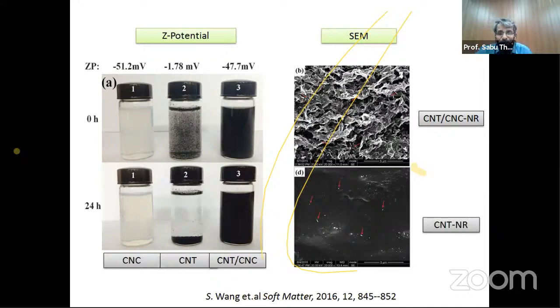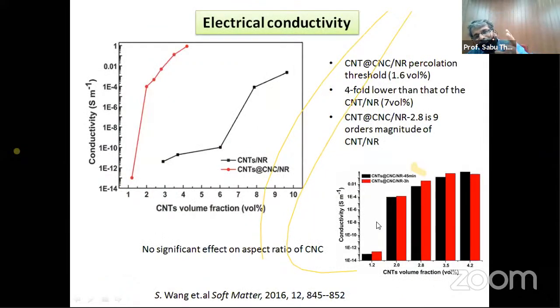So Professor Wang and group put this into natural rubber. Look at this. CNT, CNC, carbon nanotube and nanocellulose together. Excellent dispersion, excellent dispersion. You see, if you use CNT alone, you have lots and lots of aggregation. So Professor Wang and group indicated that if you mix CNT, carbon nanotube and nanocellulose together, you can get beautiful nanocomposites.